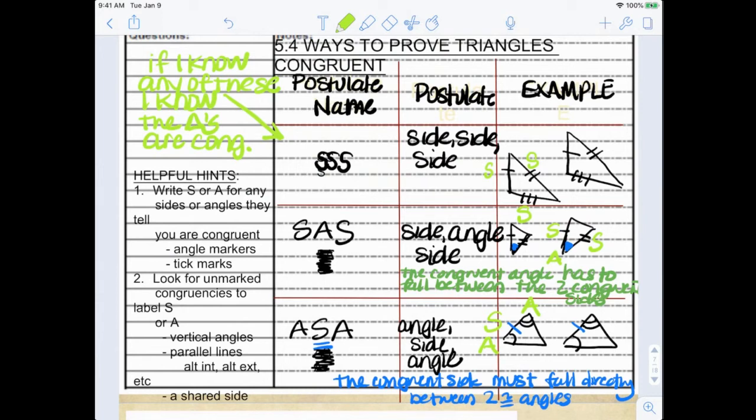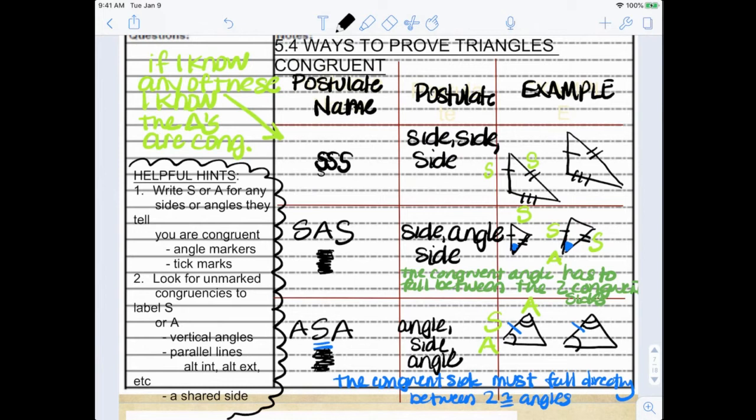But in addition to that, I also have some steps to help you out. Here are some helpful hints to labeling things congruent, because, and we're going to go through this in a minute, I want you to just pause and write it down first. We aren't always given or labeled the things that are congruent. So first look and see what sides and what angles we are told are congruent with angle markers and tick markers, and just write the S and the A over there, kind of like I did in the example column. Then though, you also have to look for any unmarked congruencies labeled S or A.